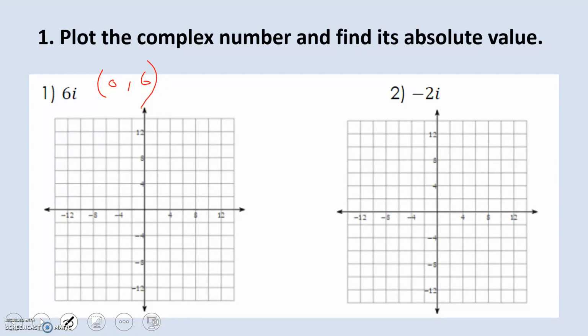The reason this can be written in coordinate form is because you can rewrite 6i as 0 plus 6i. It is the same thing. So 0 and 6. All that we have to do is plot the point 0, 6 on our graph. So approximately 0, 6 will be this point on our axis.